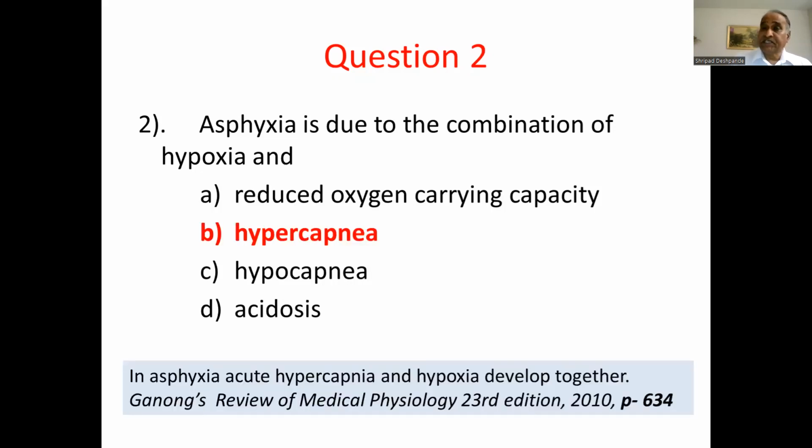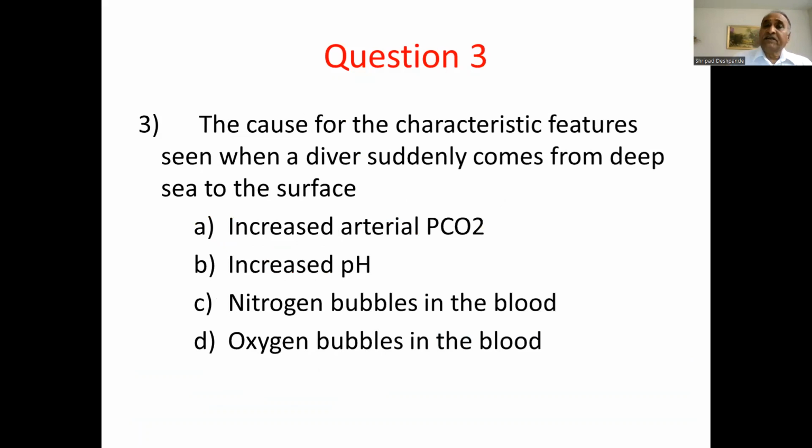You can find it in Ganong's Review of Medical Physiology, page 634. Going to question number 3, the cause for the characteristic features seen when a diver suddenly comes from a deep sea to the surface. Option A, increased arterial PCO2, B, increased pH, C, nitrogen bubbles in the blood, D, oxygen bubbles in the blood.